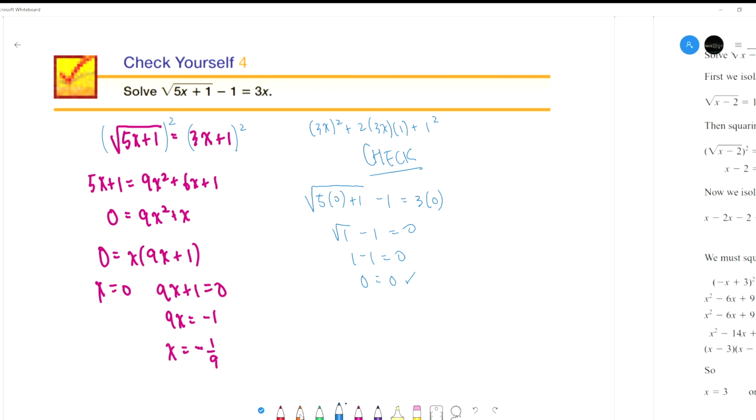Now let's try the next one. So the next one is 5 times negative 1/9 plus 1, and this is all under the radical, minus 1 is equal to 3 times negative 1/9. So you all have your calculators, right? Your calculators should be able to do this. So you can just do the left-hand side and then do the right-hand side separately and see if they match up. But if they don't, you would have to do it by hand, like this.